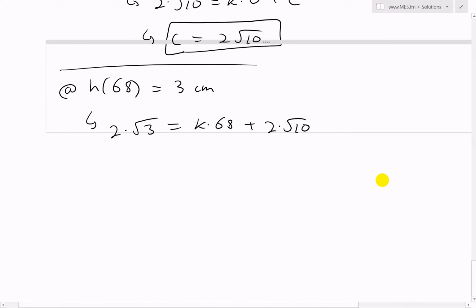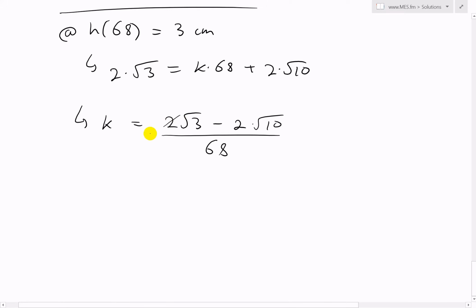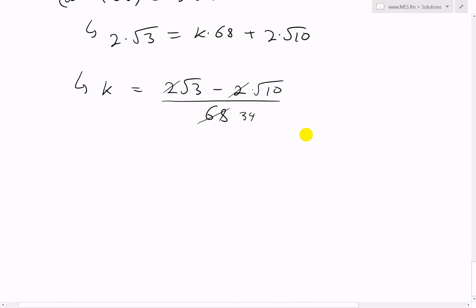Now let's rearrange to solve for k. Let's move this 2 times square root of 10 to this side. So we end up getting k, divided by 68. This equals 2 square root of 3 minus 2 times square root of 10, then divided by 68. There is a 2 here, this is all factorable, so let's cancel this, and 68 divided by 2 is 34. So this equals 2 square root of 3 minus square root of 10 over 34.